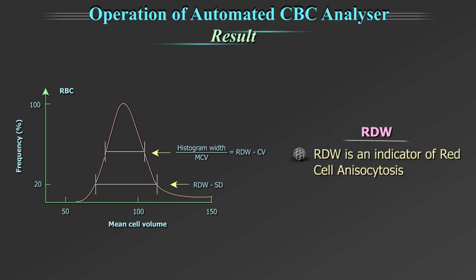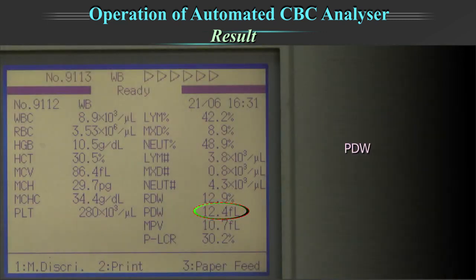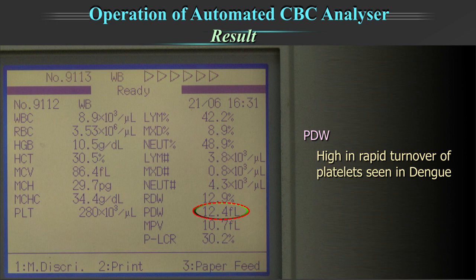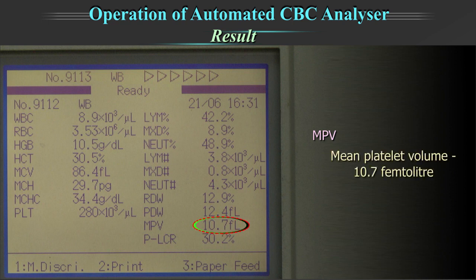RDW increases in anisocytosis. The PDW, or the platelet distribution width, is 12.4 femtoliter. The platelet distribution width is high in the rapid turnover of platelets as seen in dengue. The MPV is the mean platelet volume, which is 10.7 femtoliter.